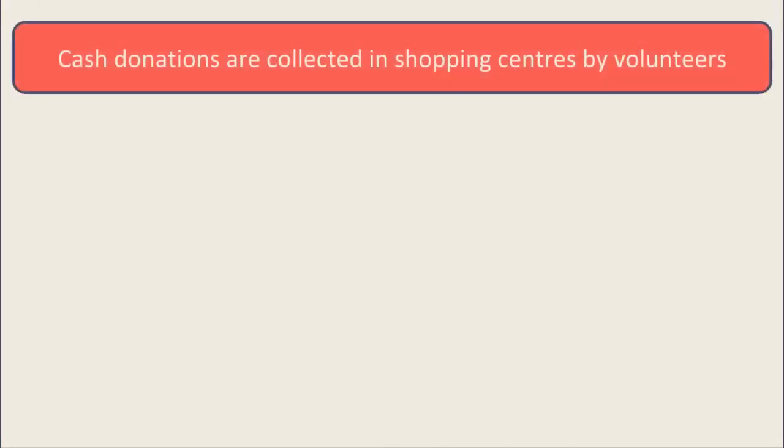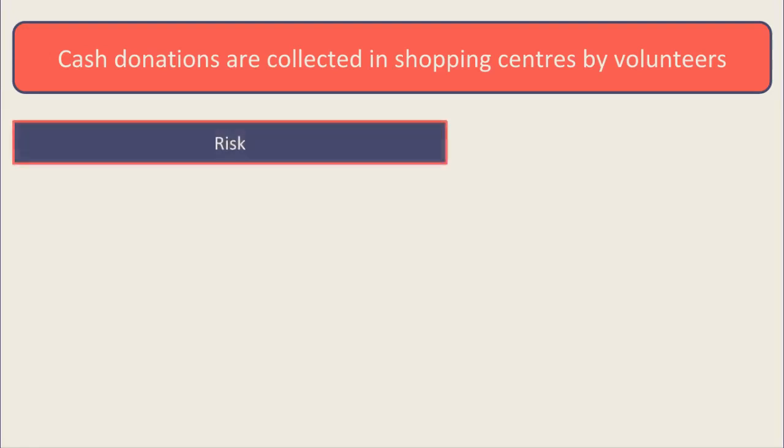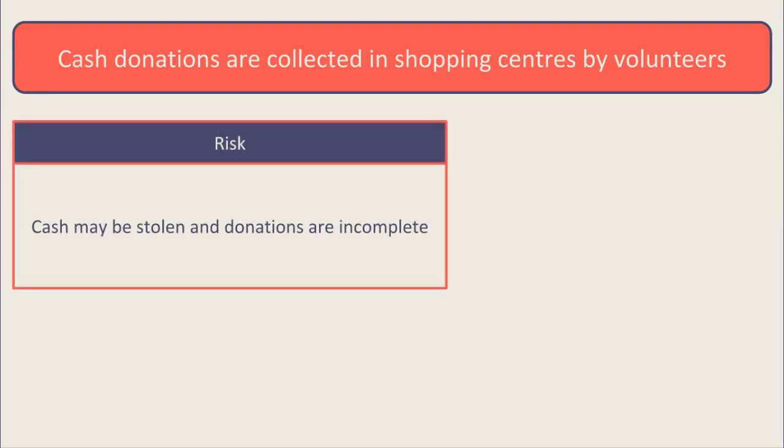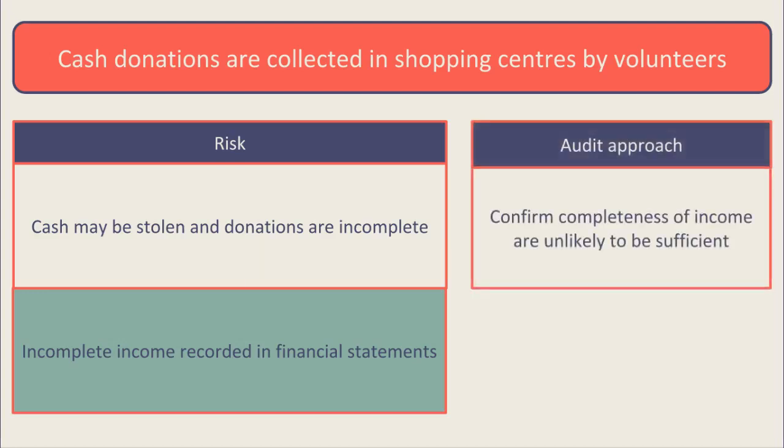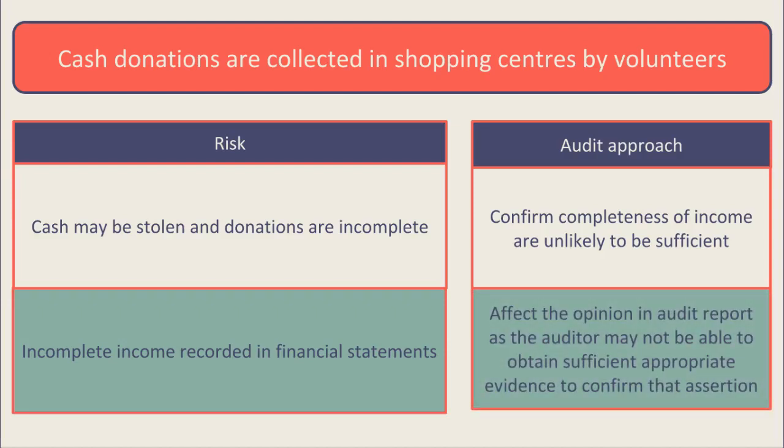Cash donations are collected in shopping centres by volunteers. There is a risk that some cash may be stolen and donations are incomplete. This would lead to incomplete income recorded in the financial statements. Audit procedures to confirm completeness of income are unlikely to be sufficient, as it is impossible for the auditor to follow all volunteers around and record what is donated. Therefore, this would affect the opinion in the audit report, as the auditor may not be able to obtain sufficient appropriate evidence to confirm that assertion.